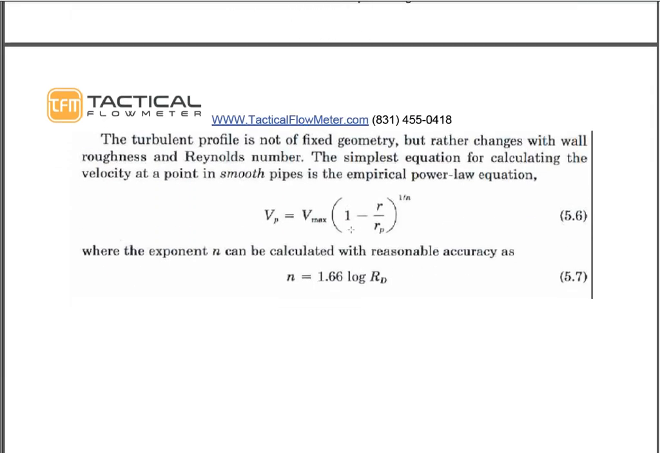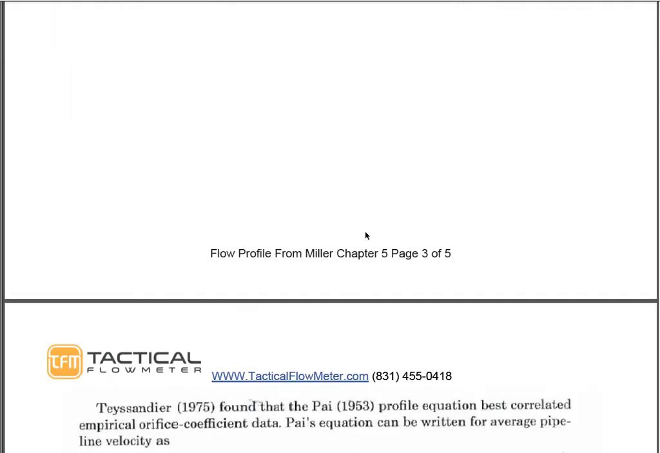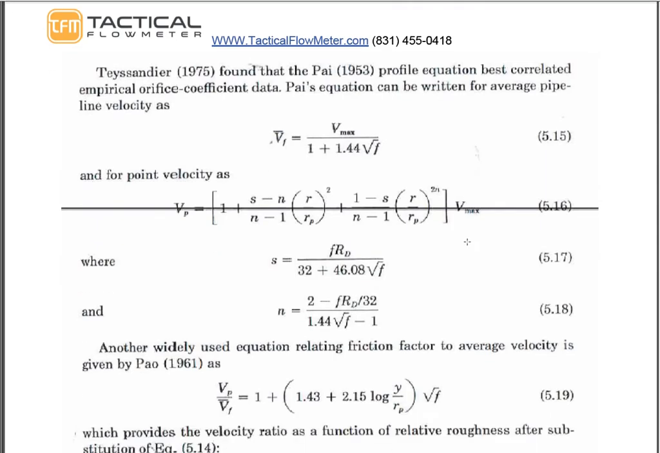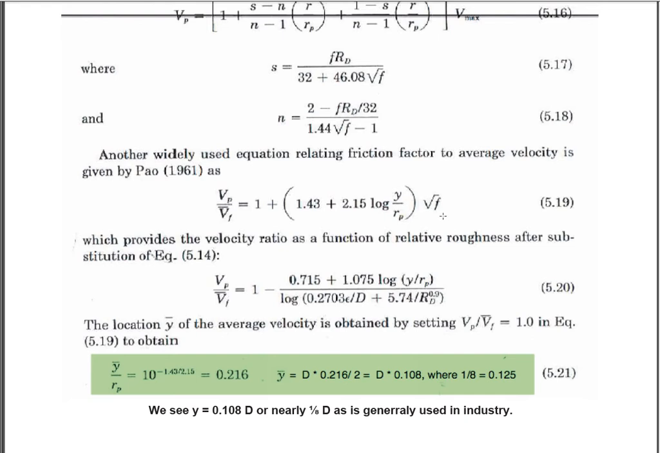And here are some of the equations. You could read this in Miller on your own. But let me show you where it comes from. In the end, they take these equations that have to do with the roughness of the pipe and all those good things. It all comes out to y bar over rp equals 10 to the 1.43 over blah, blah, blah. Y over rp equals 0.216.